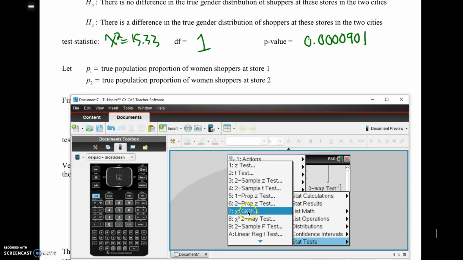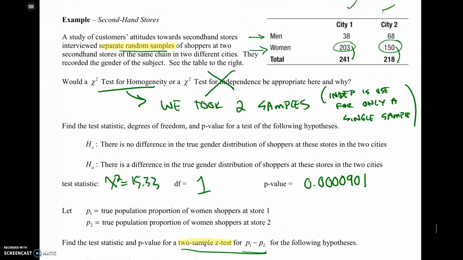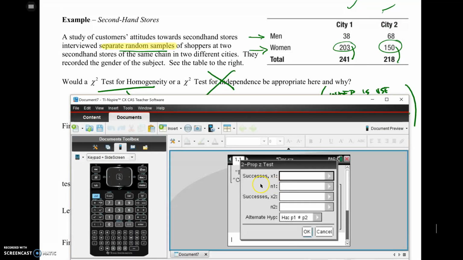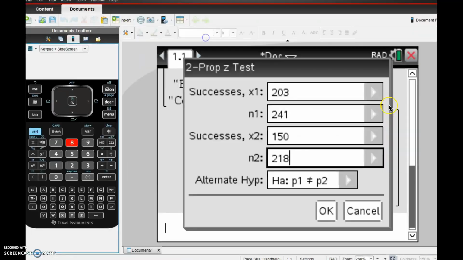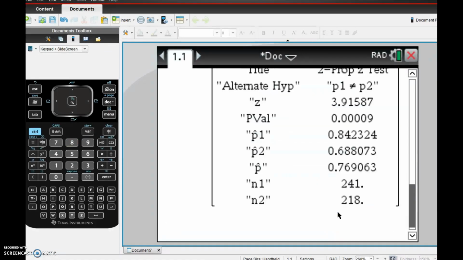So 6. Successes. I'm trying to see my table because I can never remember numbers. There were 38 successes. Success in this case is being a woman. No, that's how many guys there were. Success is being a woman. Versus 241. And the second one was 150 out of 218. And I want to run a two-sided test, a two-tailed test. Test statistic 3.916.